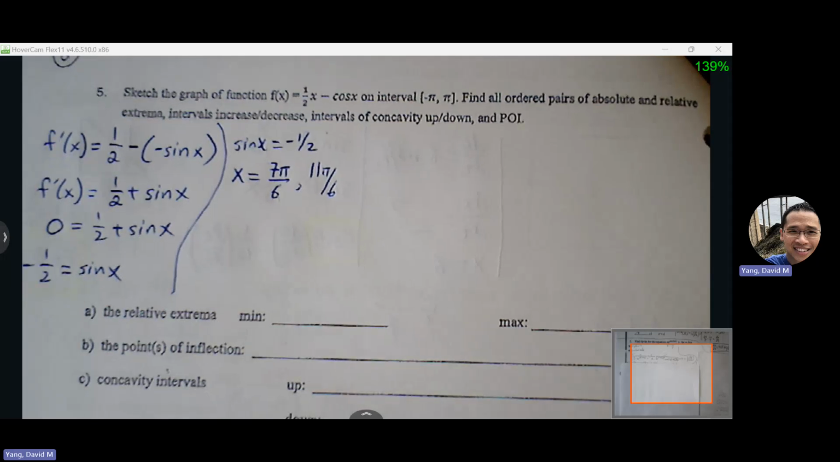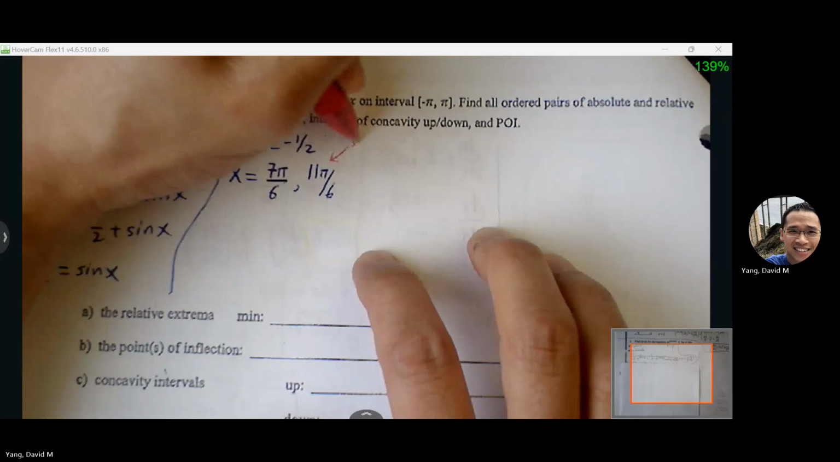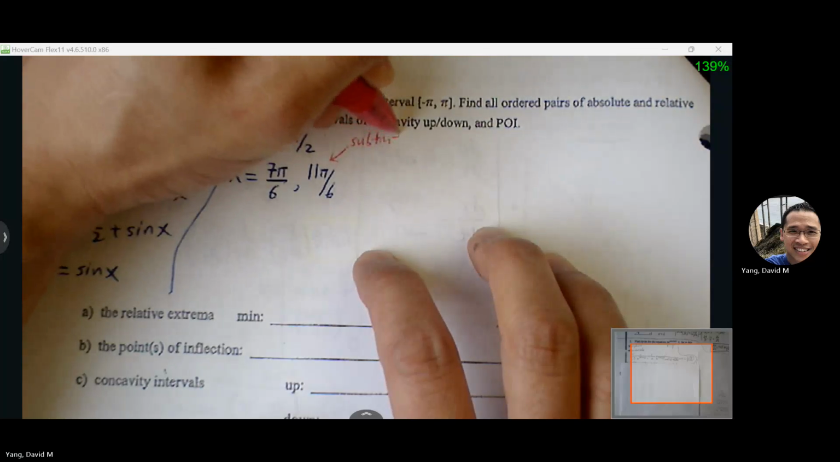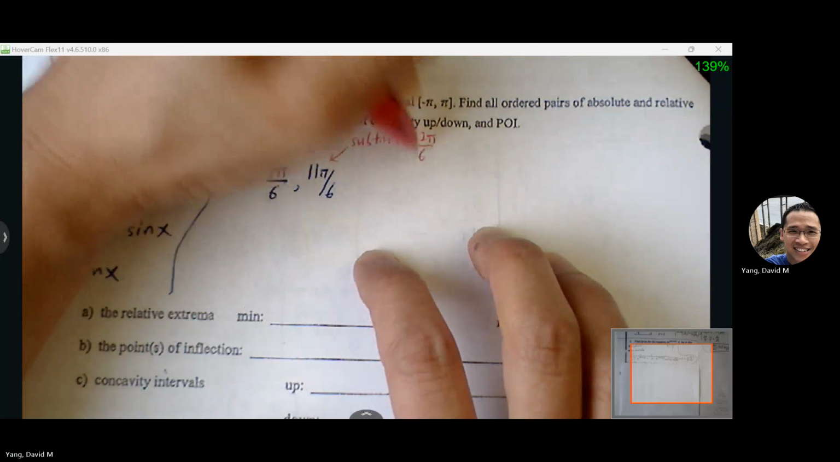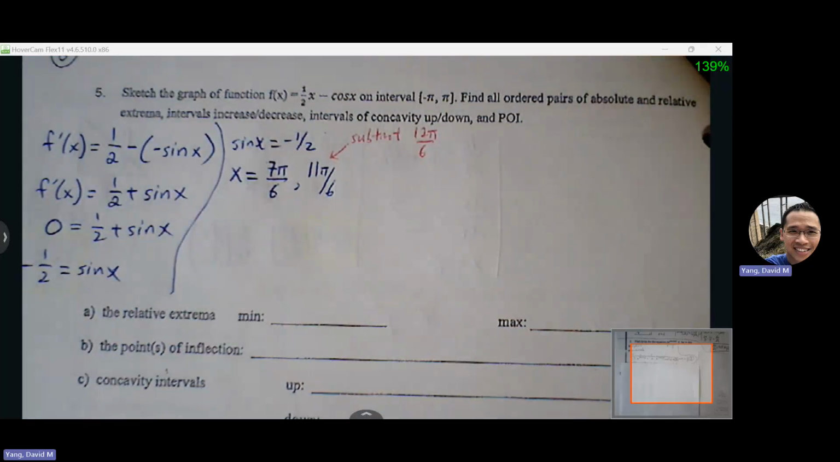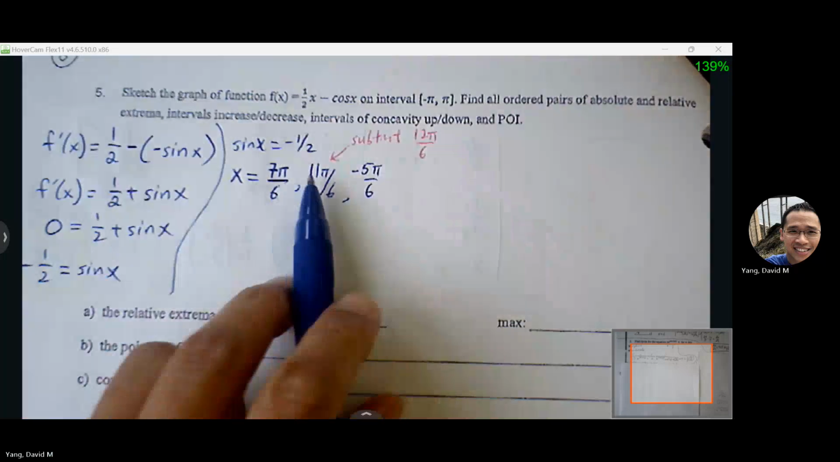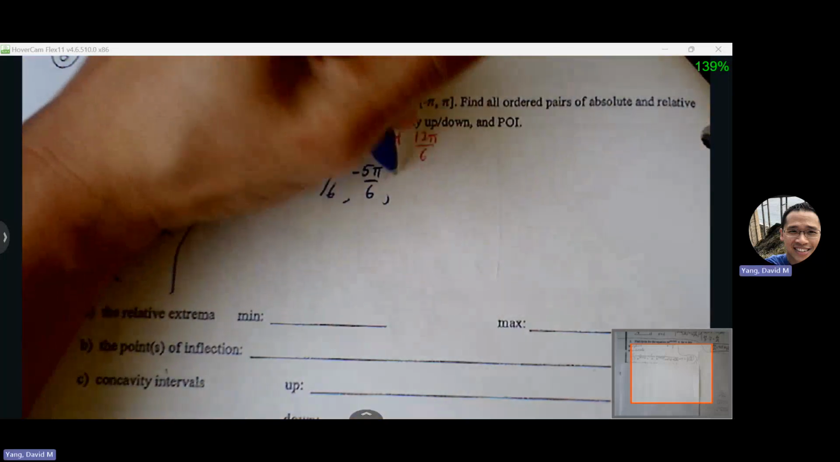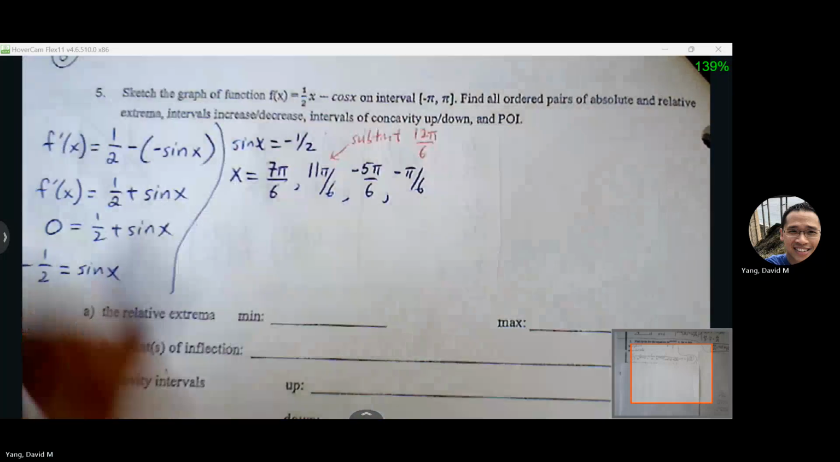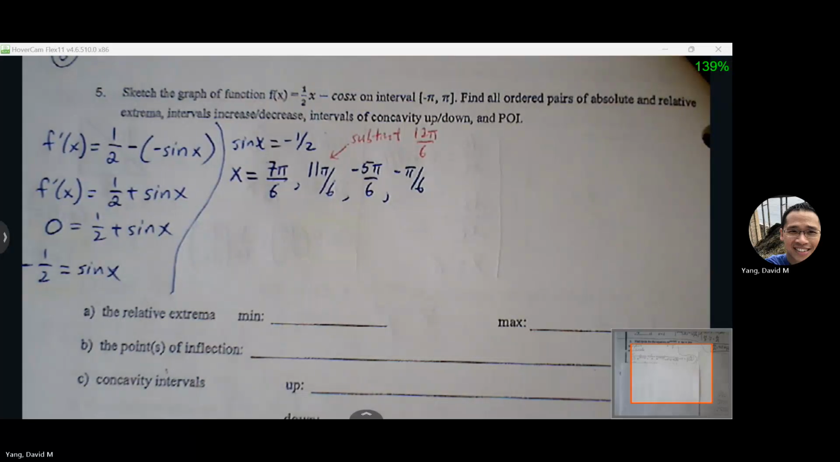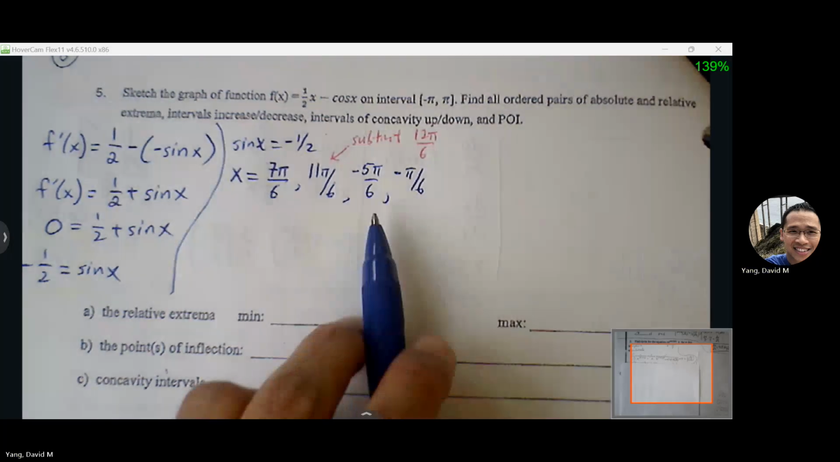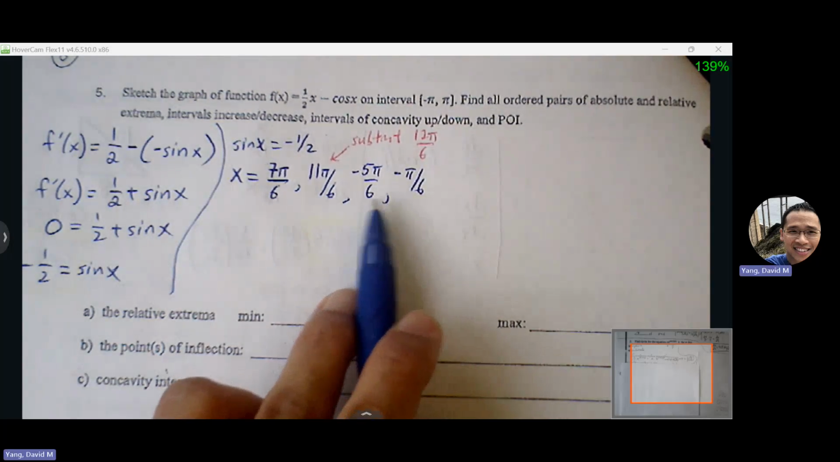Seven minus 12, I get negative 5 pi over 6. 11 minus 12, negative pi over 6. We're looking for something that is going to fall in that interval from -pi to positive pi. And both of these we can fit.